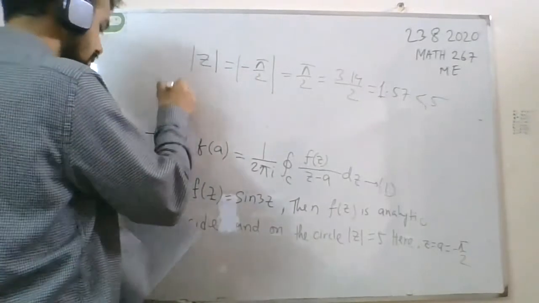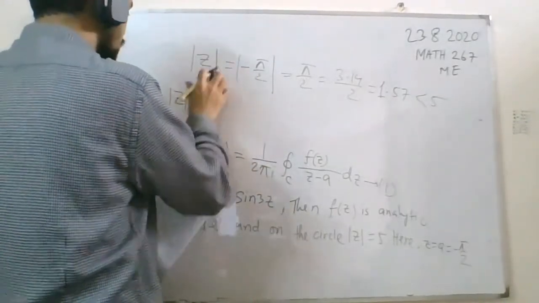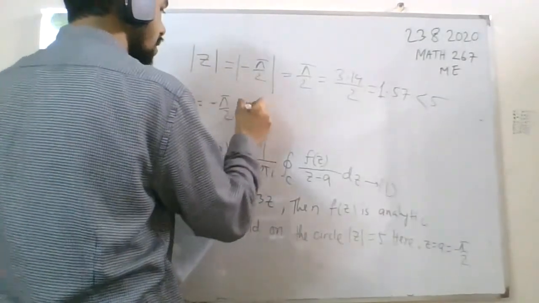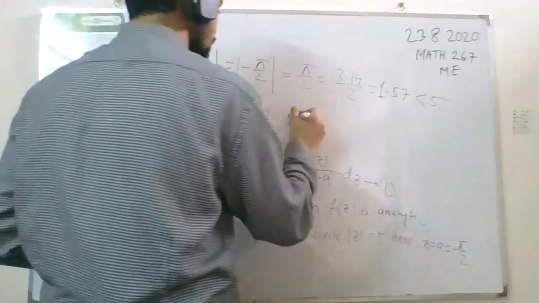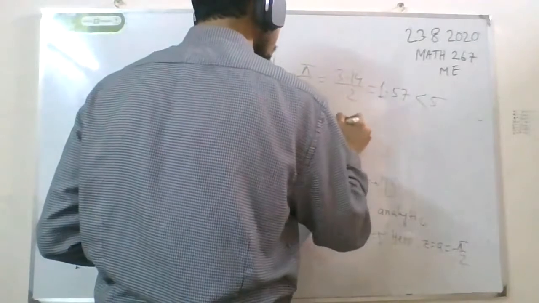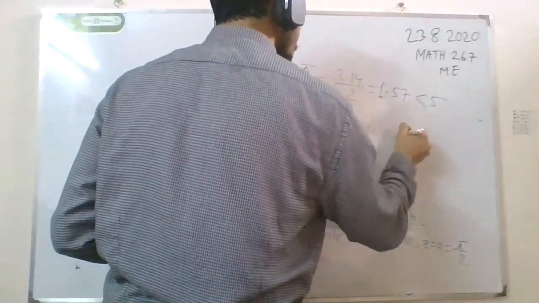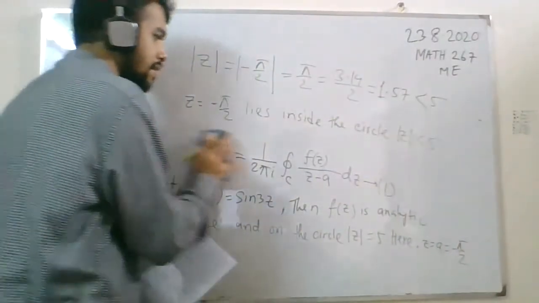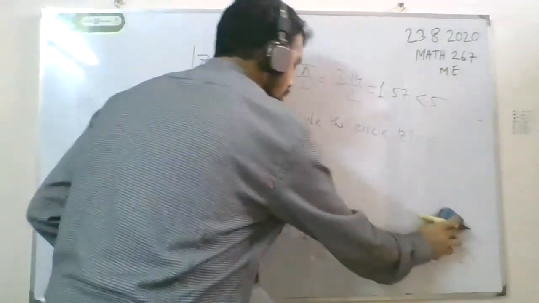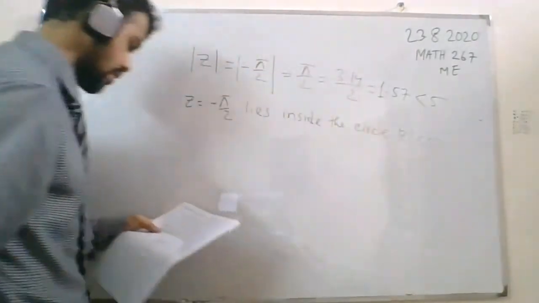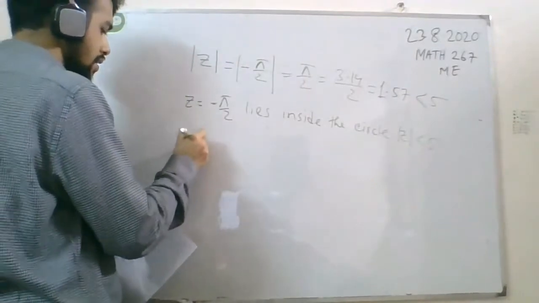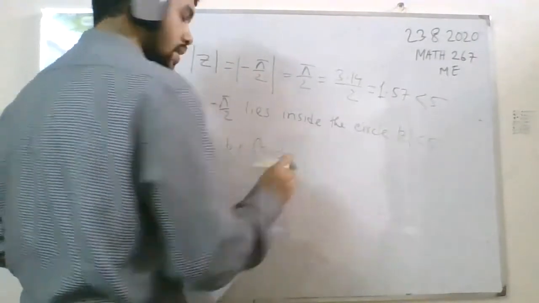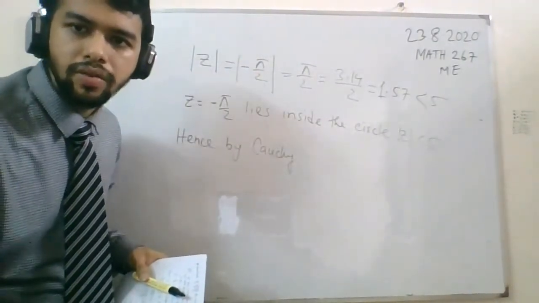So z equals minus pi by 2 lies inside the circle, which is 5. So you can easily say, from the Cauchy, I think so, that Cauchy.